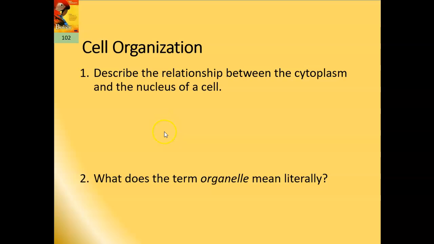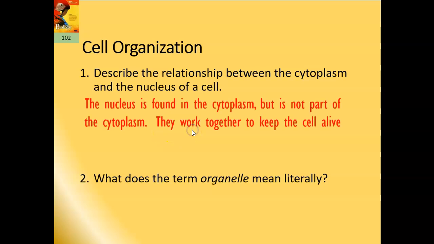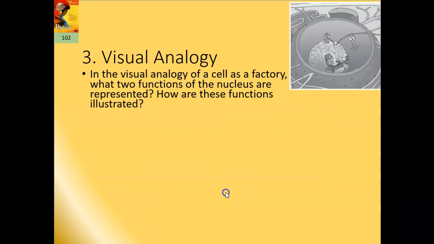Okay, so looking at our questions, describe the relationship between the cytoplasm and the nucleus of the cell. And the relationship is that this nucleus is found inside the cytoplasm, but is not a part of the cytoplasm. And they work together to help keep the cell alive. Question 2 says, what does the term organelle mean literally? And it means little organ. So organ, like your lungs, your heart, your liver, those are organs in your body that keep you alive. So organelles are the little organs inside of cells that keep cells alive.